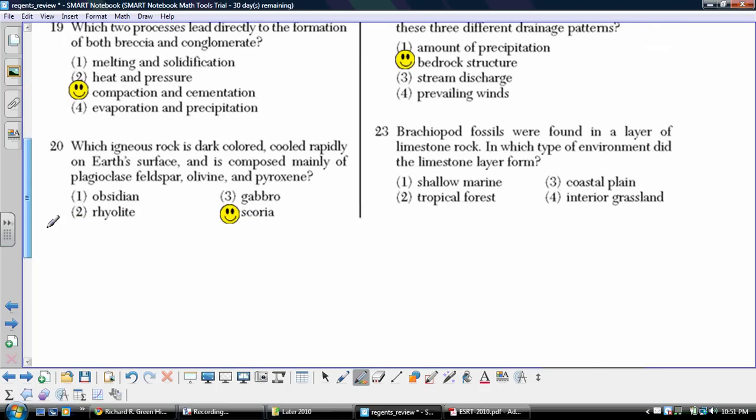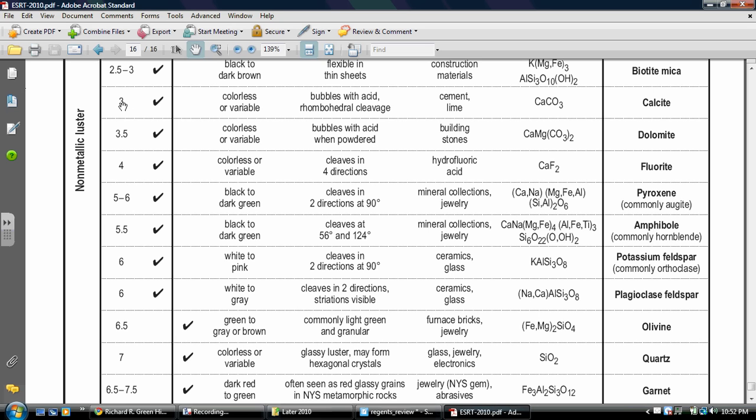Brachiopod fossils were found in a layer of limestone rock. In which type of environment did the limestone layer form? Okay, brachiopod fossil, so limestone rock. Limestone is a sedimentary rock, and it could form from the precipitation of seashells, or it could also be plant remains. So we're not quite sure which kind of limestone we're talking about.